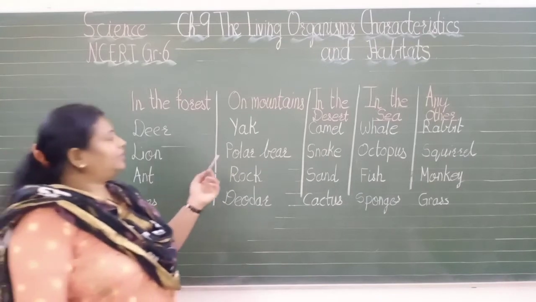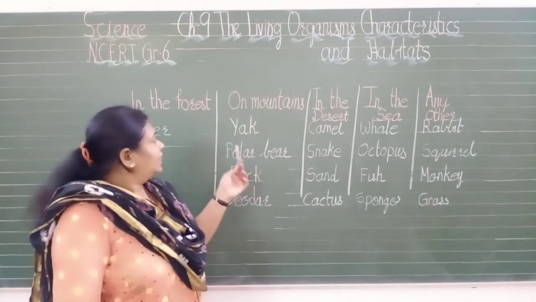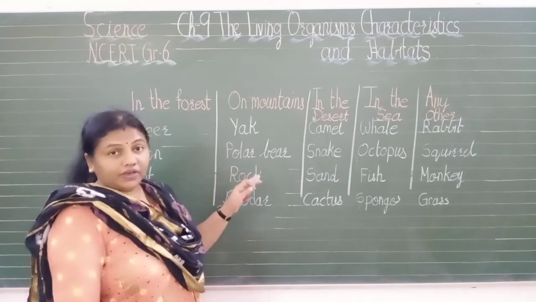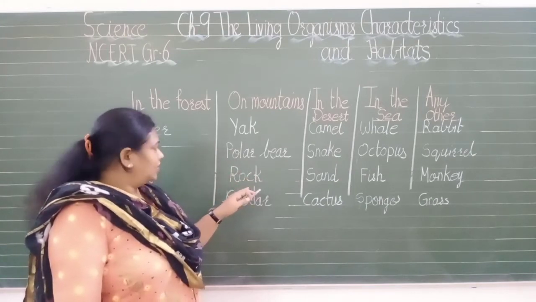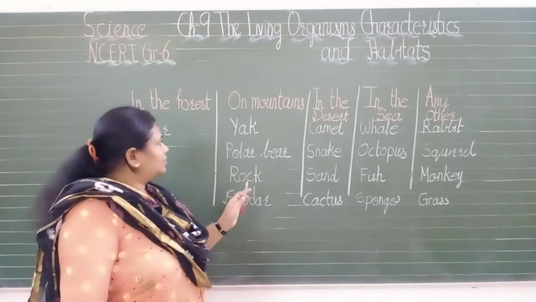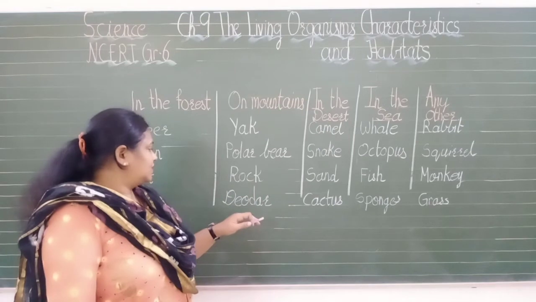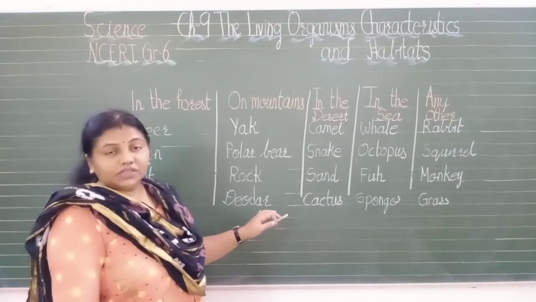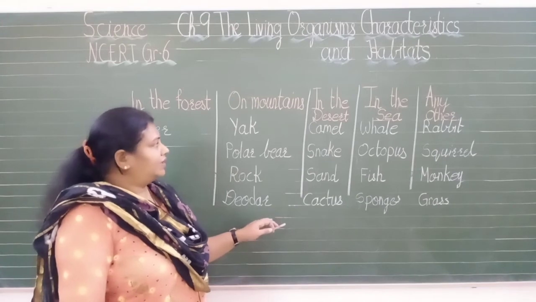While on mountains, you can find yak, polar bear, and you can also find things like rock. Isn't it? Rocks are found not in the sea, but mostly on the mountains. And deodar is a kind of tree which is found on the mountains.